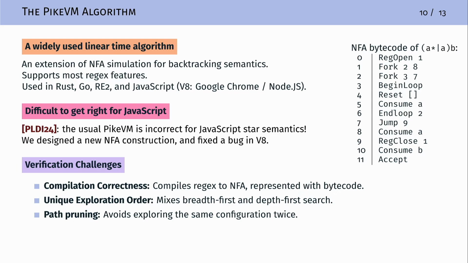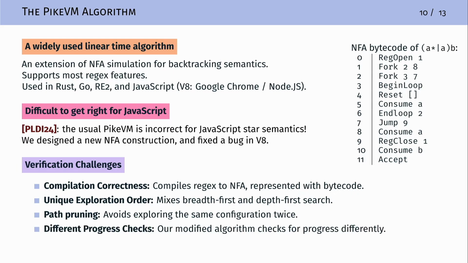Also, in order to be a linear time algorithm, this algorithm is going to prune some paths of the NFA when it corresponds to a configuration like an NFA state and a string position that it has already seen. So we need to prove that we're not going to miss any match this way. And finally, because we modified it for JavaScript semantics by changing the way we check for progress, we also need to prove that this is correct.